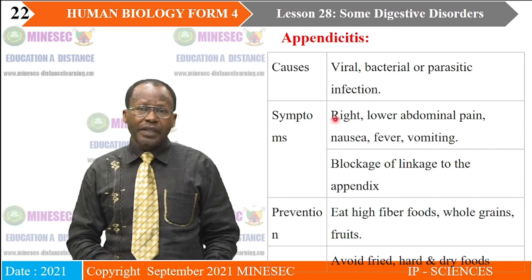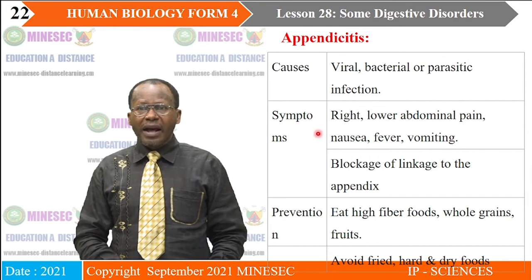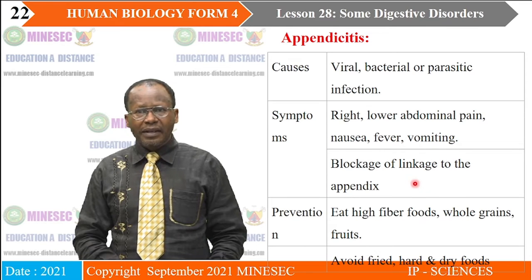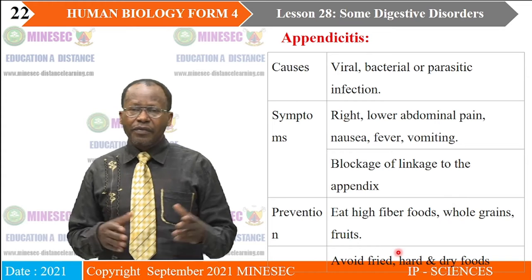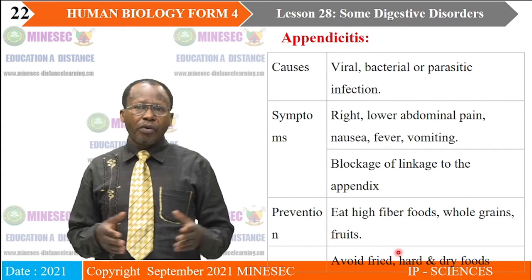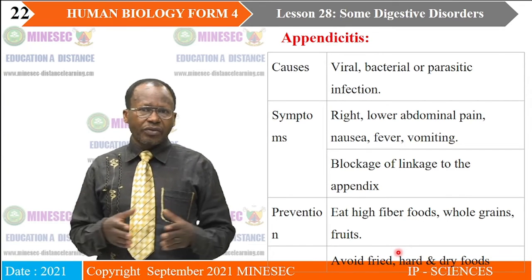But what are some of the symptoms that you will have? You can have right lower abdominal pain. You can have nausea, fever. You can be vomiting, maybe from time to time. There can also be blockage of linkage to the appendix.